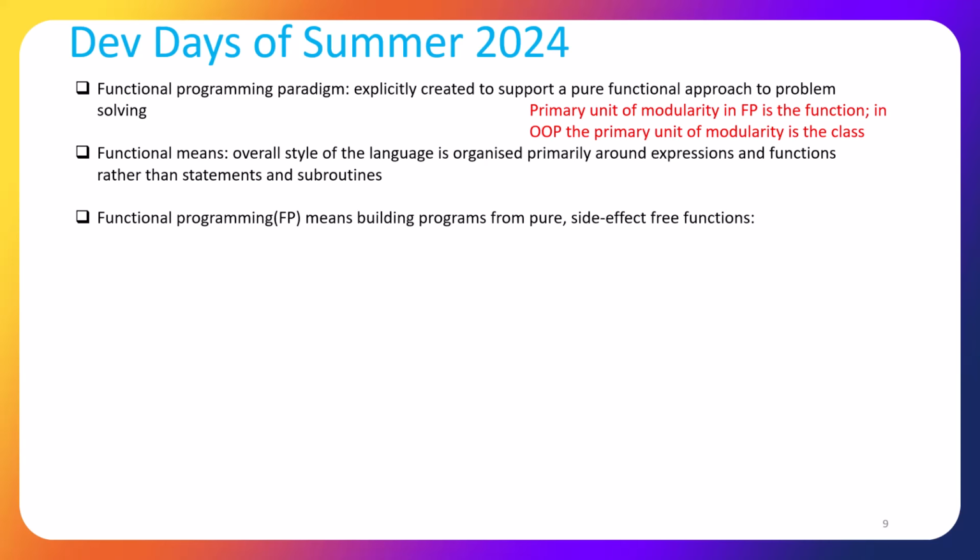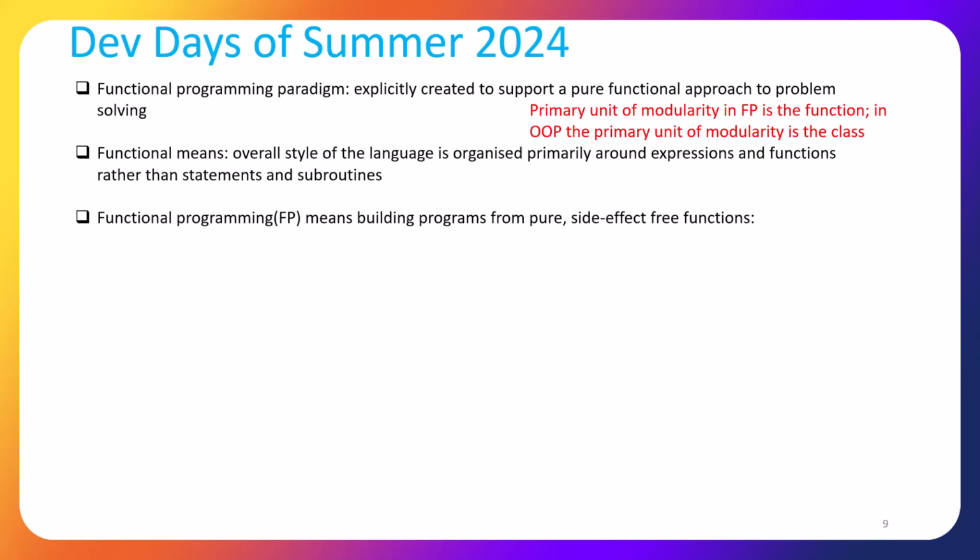So functional programming means building programs from pure side effect-free functions, but there's the conundrum, because any application worth its salt has to interact with the outside world. So you're going to end up with impure functions. But the way that it's done in functional programming is to isolate the impure functions in something called actions or monads, and then never ever allow a pure function to call an impure function, but always do it the other way around. Impure functions call pure functions.